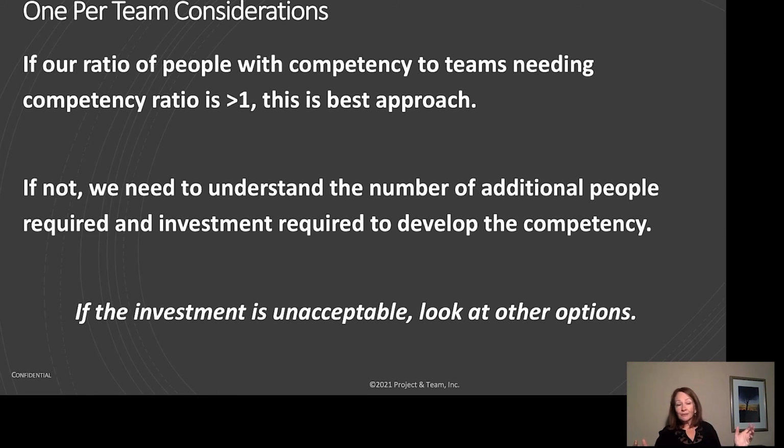So if not, and we don't always have that luxury, we need to understand how many additional people we would need to achieve this one-to-one, and what the investment required to develop that competency would be.